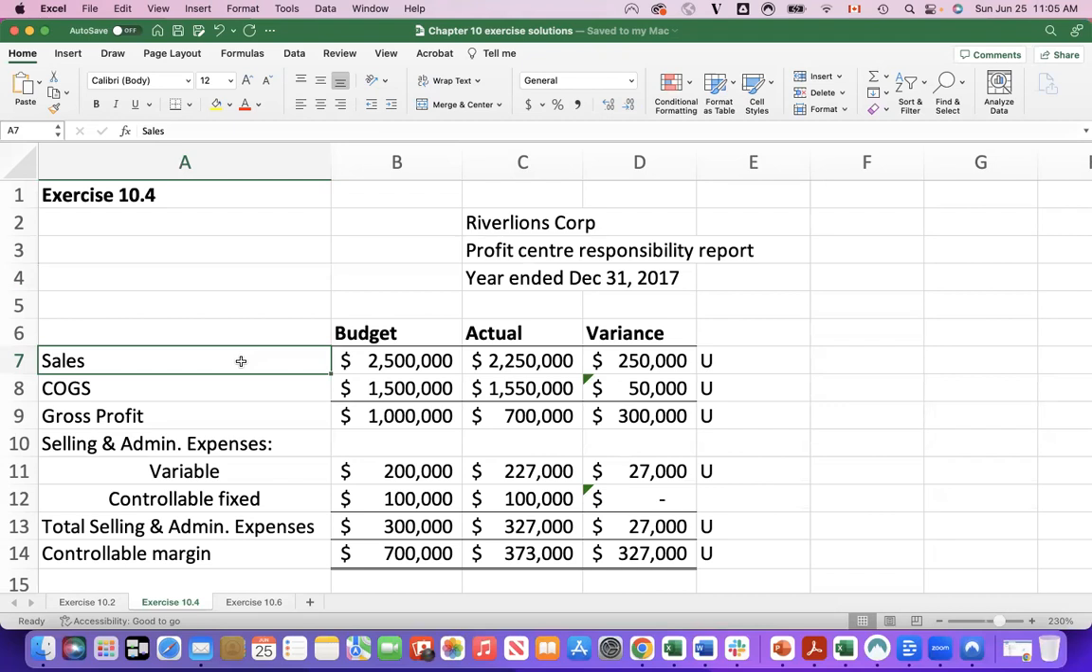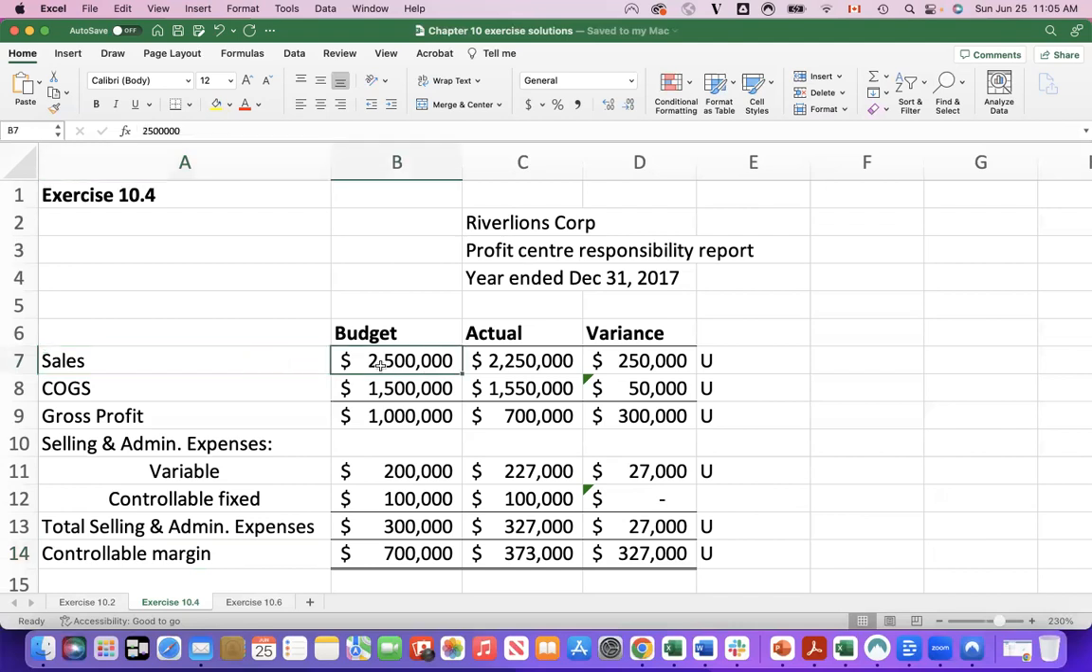Gross profit income statement starts with sales, less cost of goods sold, gets you to gross profit, less your other operating expenses gets you to, in this case, controllable margin. So that last line is a little different, just because not all the costs that a company as a whole is going to incur are going to be showing up on the responsibility report. It's just what the profit center is in charge of. In this case, they have control over sales, they have control over cost of goods sold, and then they have control over the selling and admin, both variable and the controllable fixed component. So that's what's represented here.